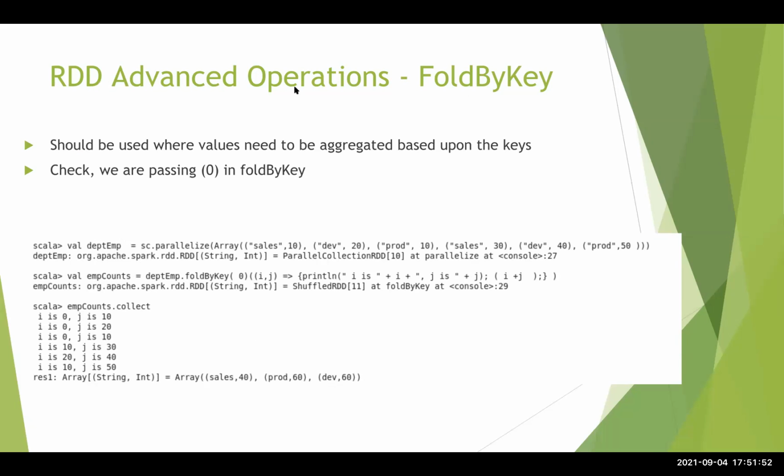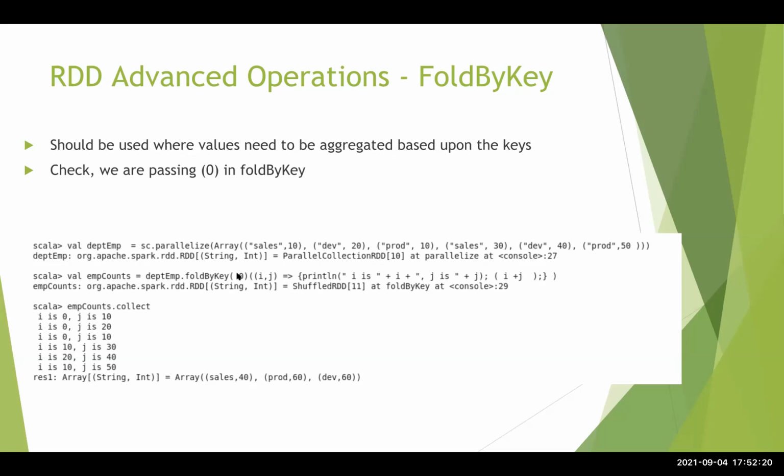You have foldByKey also. foldByKey should be used where values need to be aggregated based upon the keys. Take this example. It's the same example actually, I have just put it here, but the only thing I'm doing is summing it by key. So I have different departments, sales, day, production, and I want to sum it by key. foldByKey will take all the pairs which have sales as key and pass them together.